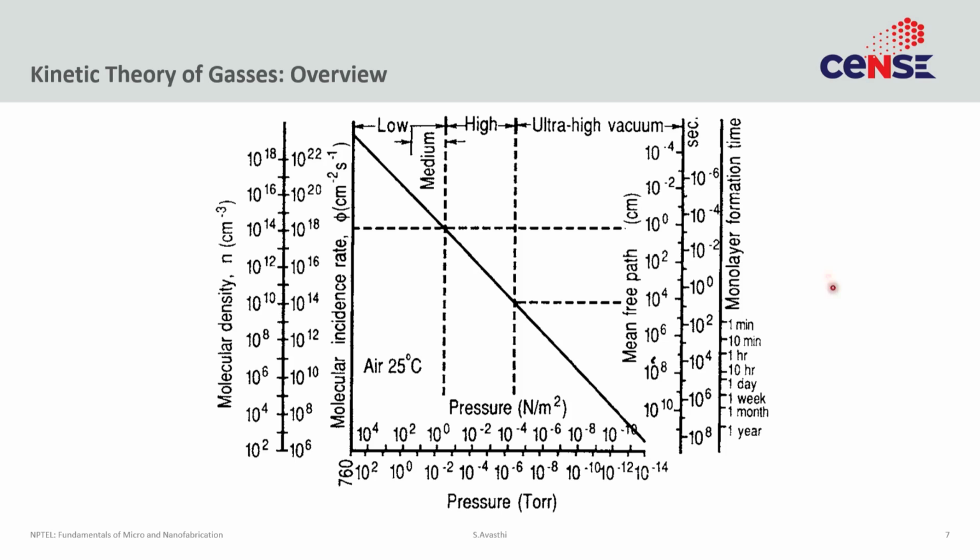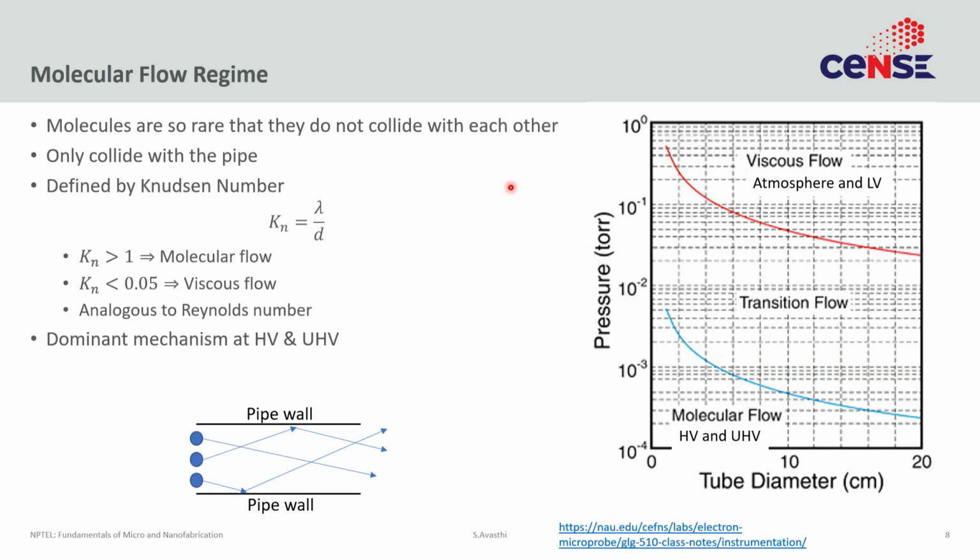So this is a figure that captures everything we have discussed till now. There is a molecular incidence rate, there is a mean free path, there is a monolayer formation time, and all of these are a function of pressure, a very strong function of pressure. Typically for PVD, we are in this high vacuum regime, and that is where we will operate. Now, just like we had the viscous flow regime, in the molecular flow regime we have certain numbers to look at. There it was the Reynolds number, here it is the Knudsen number, which is given by this formula.